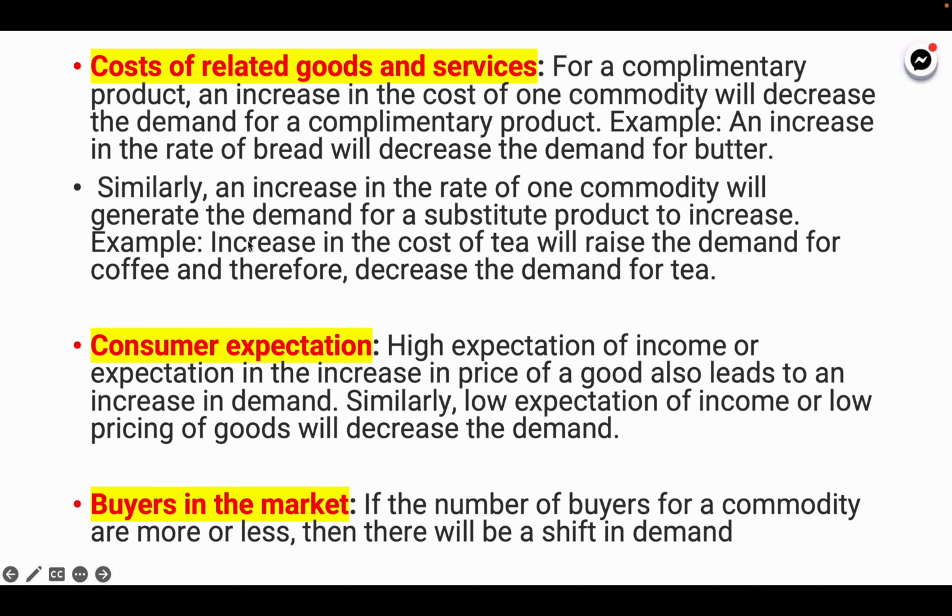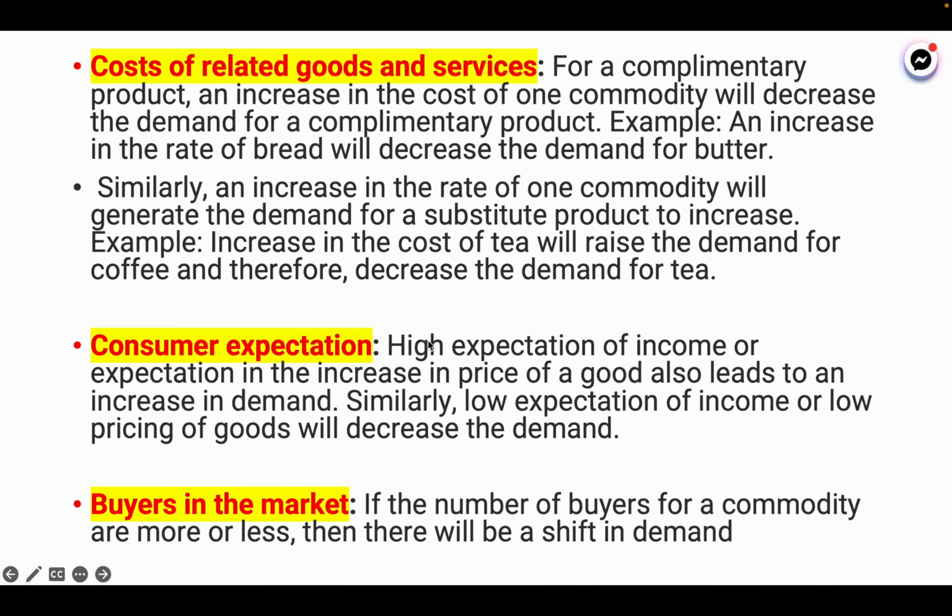Example, an increase in the cost of tea will raise the demand for coffee and therefore decrease the demand for tea. Like if any product's price gets raised, we start looking for a substitute for that. So if the tea price got higher, consumers shift themselves to coffee and therefore decrease the demand for tea as well. So consumer expectation, this is also very major.